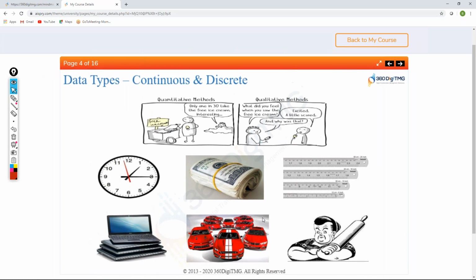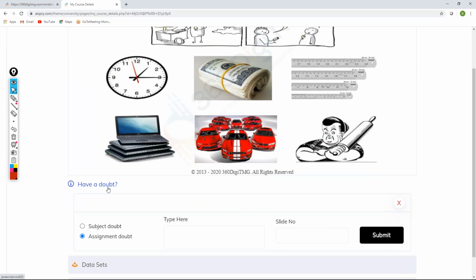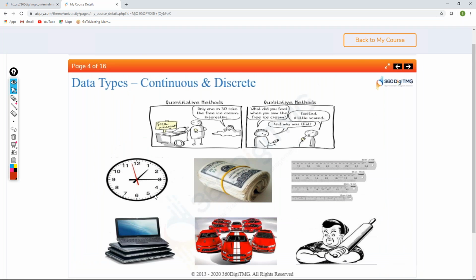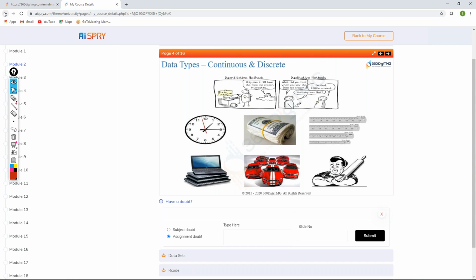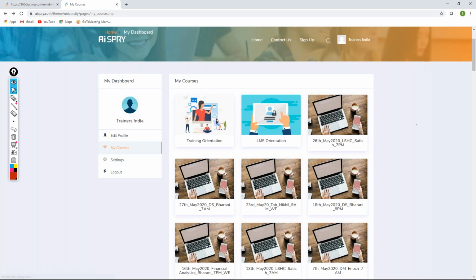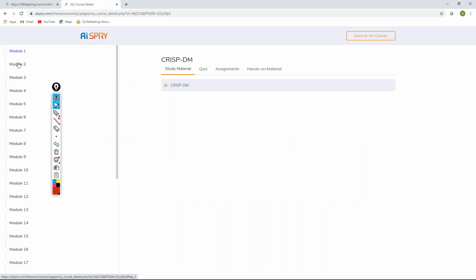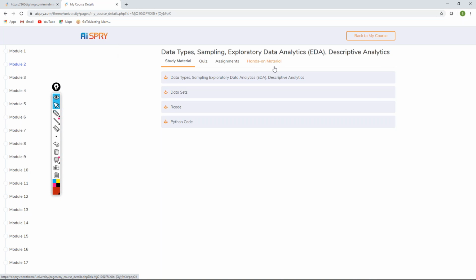Can you show how to get to this module page again? Which one? How to get to this page where you have these assignments. Okay. The moment you log into your page using your username and password on AI Spry, you would be able to see this kind of page wherein the course would be assigned to you. Whichever batch you belong to, that would be assigned to you. When you click on that, we come here. You'll have all the modules, quizzes, assignments, and hands-on material.